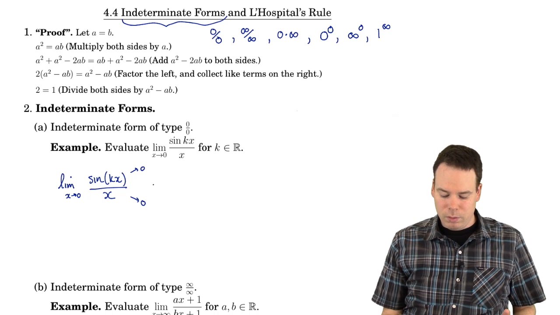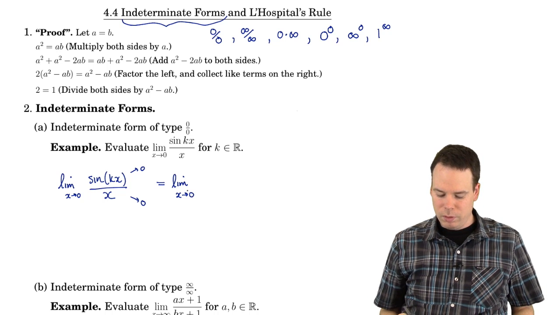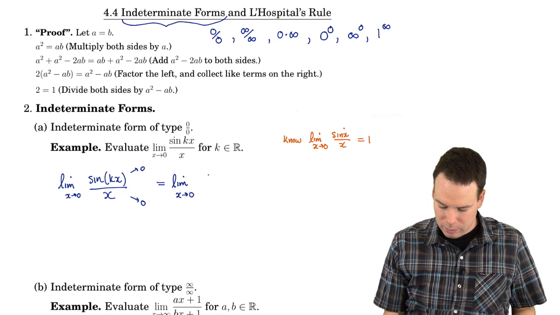How did we figure it out? Well, what we've done in the past is we used a result that we already knew. And here's the result we already know. We know what sine of x over x does. So perhaps we can use that here.